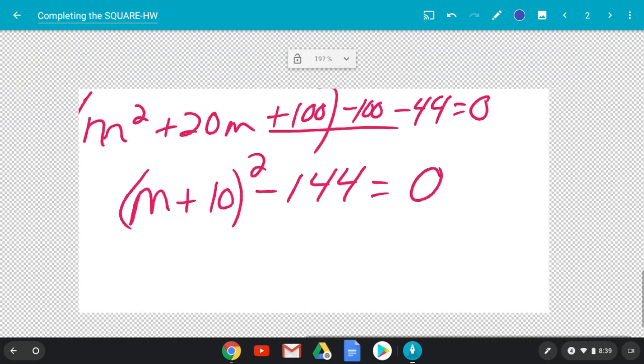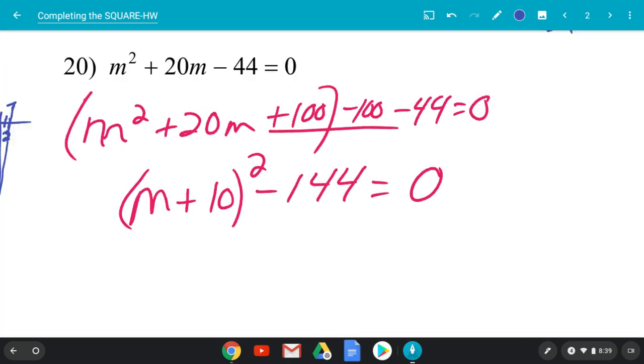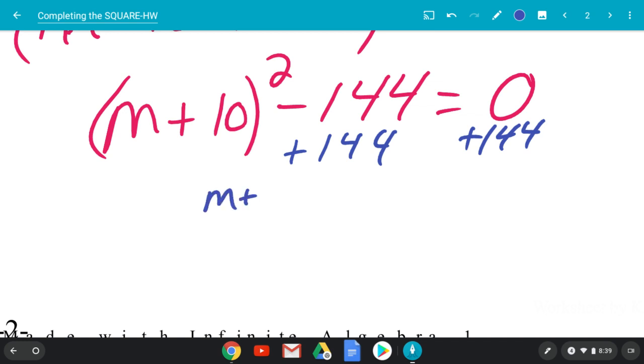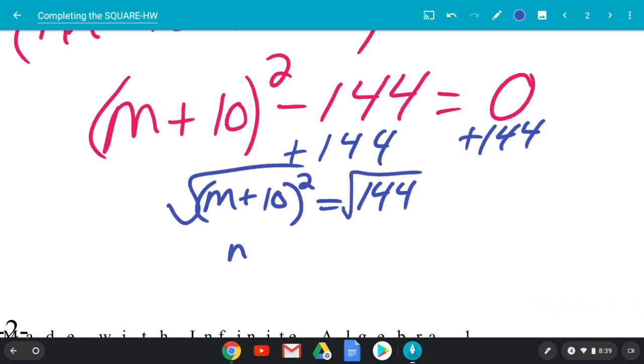Last one. Who can walk me through this? Emily. All right. So you add 144 to both sides. It's okay. I make the same mistake. Makes me feel good. That was nice of you to do that for me. Thank you. M plus 10 quantity squared equals 144. Square root of both sides. So M plus 10 equals plus or minus 12, which is the square root of 144.